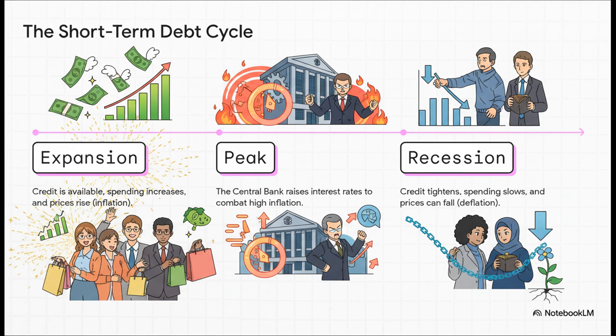When credit is cheap and easy to get, we get a boom. But then spending gets too hot and causes inflation, so the central bank raises interest rates. Credit gets expensive, and we get a recession. Then they lower rates again, and the whole thing starts over.